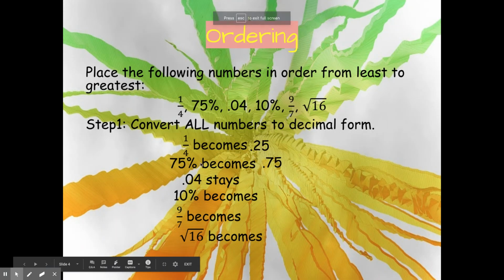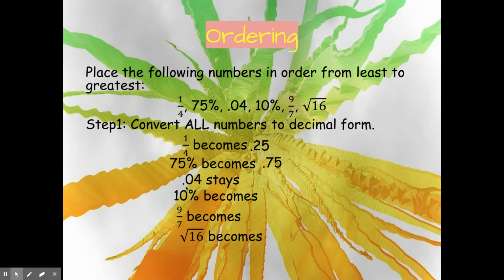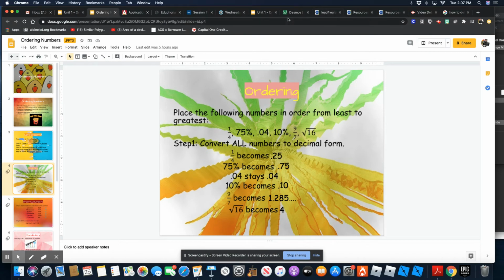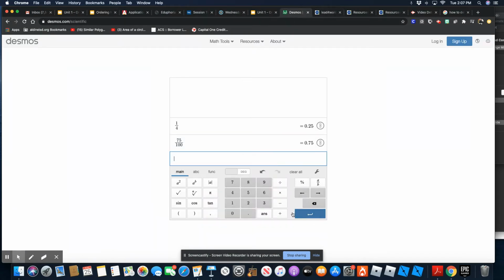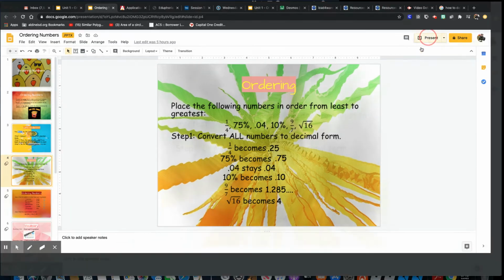Now we move on to our third number, which is 0.04. That's already in decimal form, so I don't need to do anything with that. That stays 0.04. Next is 10%. Again, percents are out of 100, so if I'm unsure what to do with my decimal, I can just take that 10, divide it by 100, and I get 0.1 or 0.10 or 1/10.